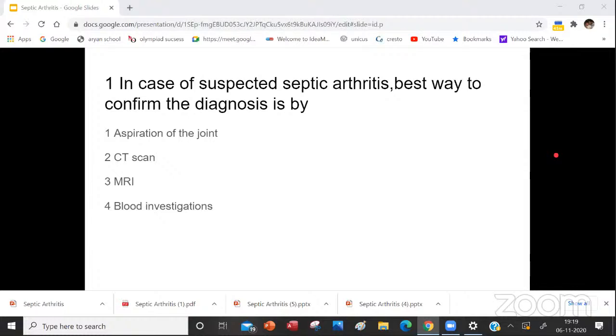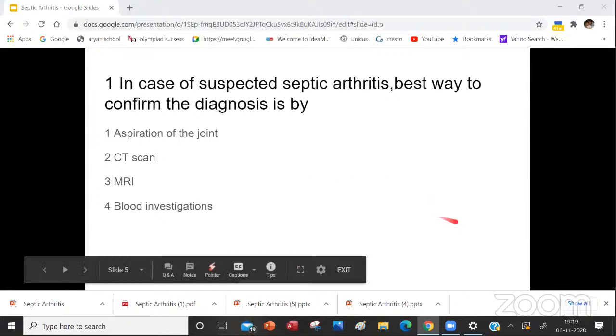The most common organism for septic arthritis, please remember, is Staphylococcus aureus. The most common organism even in acute osteomyelitis is again Staph aureus, except for IV drug abusers, where it is Pseudomonas, and Salmonella in case of sickle cell anemia. You should remember, Staph aureus is the most common organism, and the most common route of spread of infection is hematogenous. Here I will come to the previous slide.